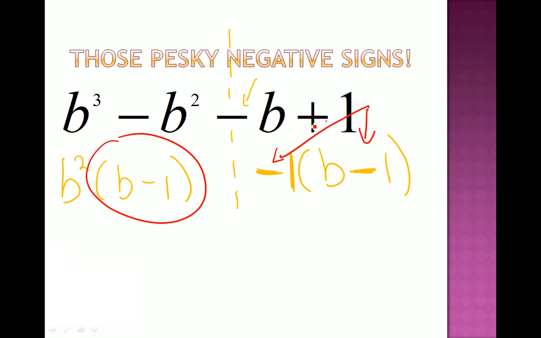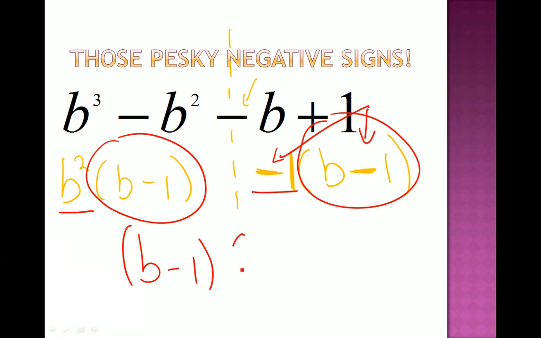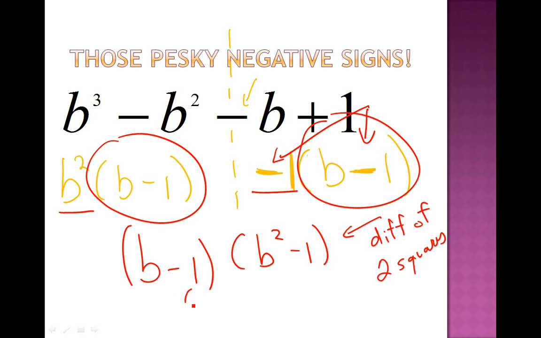So these guys match, group them, put them in front. And then we'll be left with b squared minus 1. Just a little review here. I hope that we recognize that b squared minus 1 is a difference of two squares, and we can continue factoring it. And I don't know why I just rewrote it, but here we go. That becomes b minus 1, b plus 1.